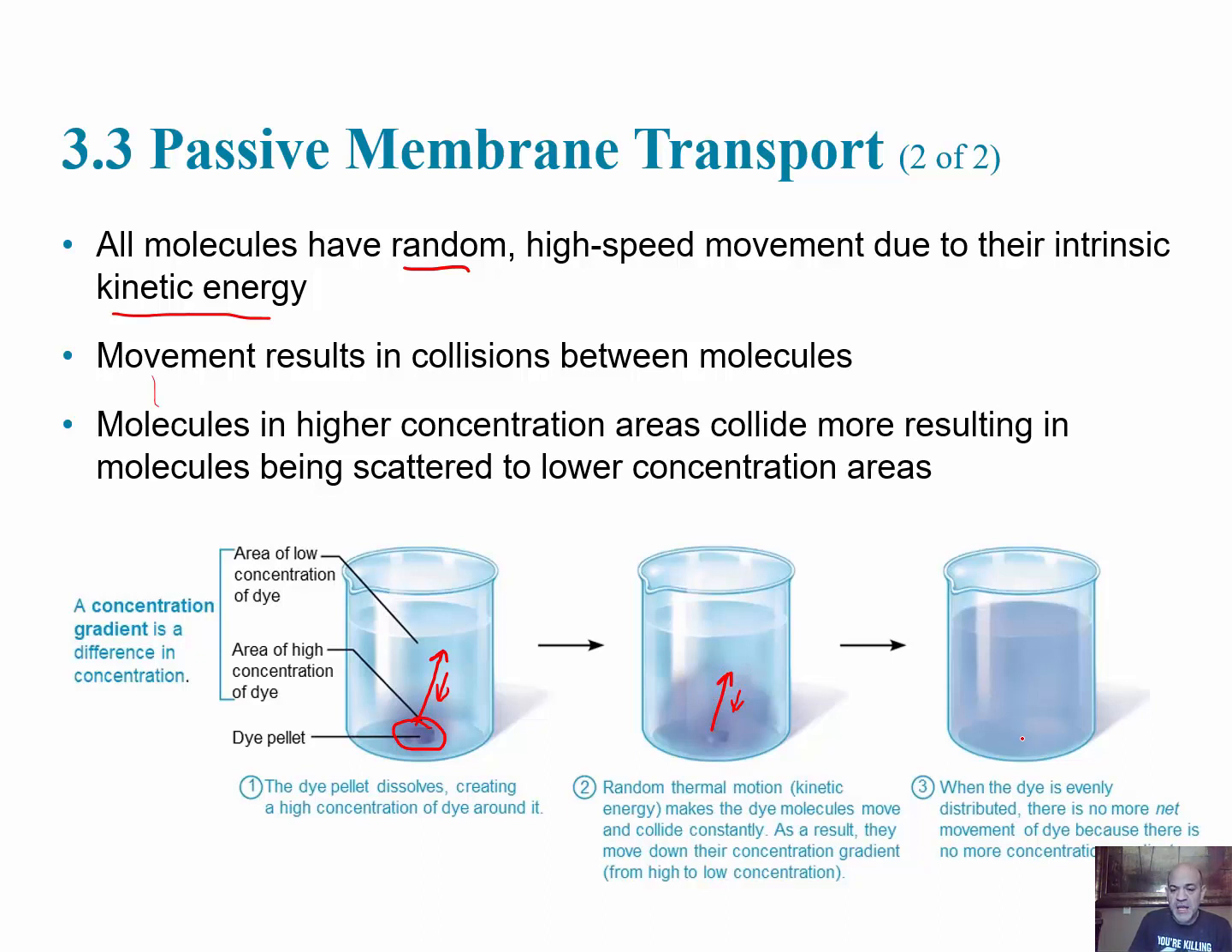Now the pellet is completely dissolved and the particles are evenly distributed. If we look where the pellet used to be, any particles moving away are going to be matched by the dye particles moving back. So now there is no net movement in any given direction. All of the dye particles are moving around randomly, and once there's no net movement, we say that the system is now in equilibrium.